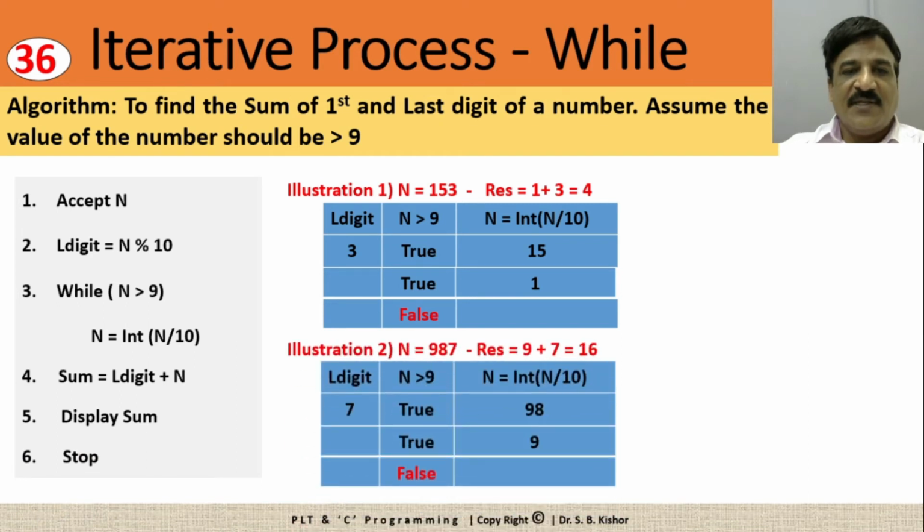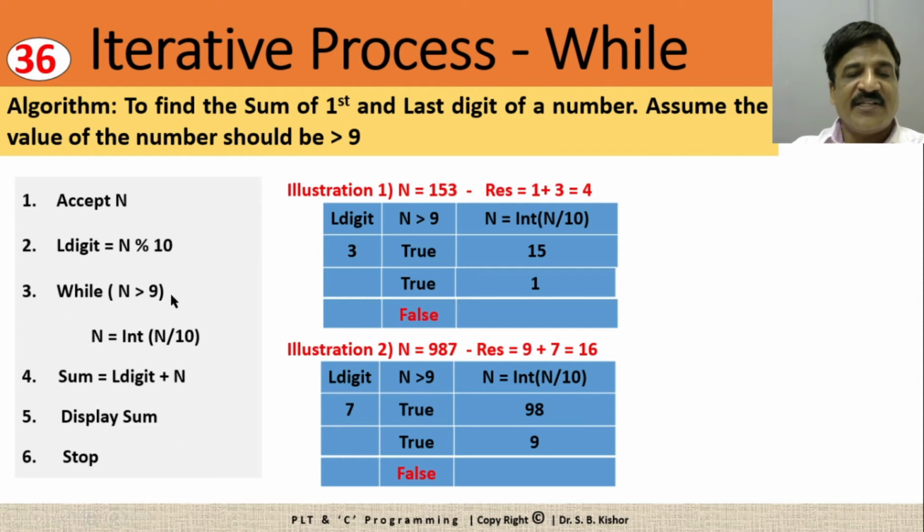Take one more example. Assume the value of n is 987. Okay, so 987 mod 10, the remainder is what? 7. It means this is the last digit of the number. Okay, now how to get the first number? So 987 is greater than 9. Yes, the condition is true. So 987 divided by 10, it is what? 98.7. So the integer of that is 98.